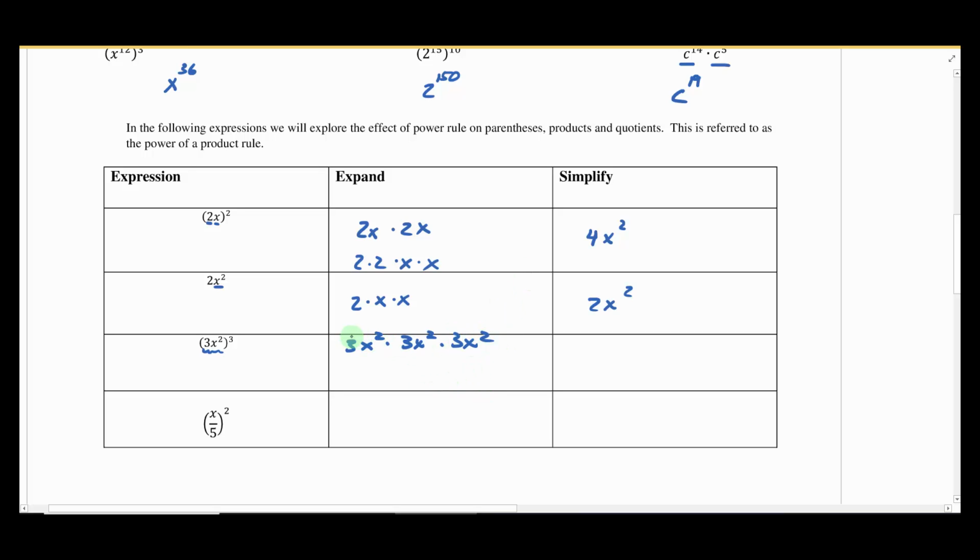Okay, and then notice these x squared, so we could say 3 times x times x times 3 times x times x times 3 times x times x. And then we can write this in any order that we want. Since it's all multiplication, we could do 3 times 3 times 3 times x times x times x times x times x times x.